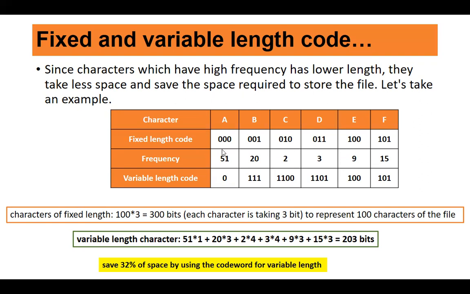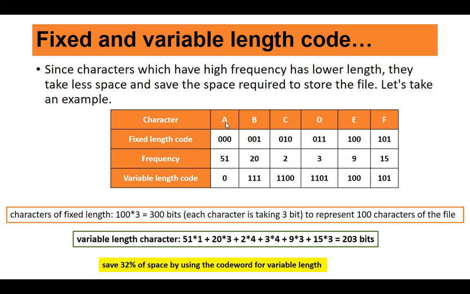Now, if you assign fixed length codes to all the characters, each character gets a code of 3 bits: for A we have 000, for B 001, then 010, and so on. Now, if you use variable length codes, as in the case of Huffman code, then the code for A will not be 3 bits, it has only a single bit, 0. The code for B is 111. The code for C is of size 4, for D size 4, for E size 3, and for F also size 3.